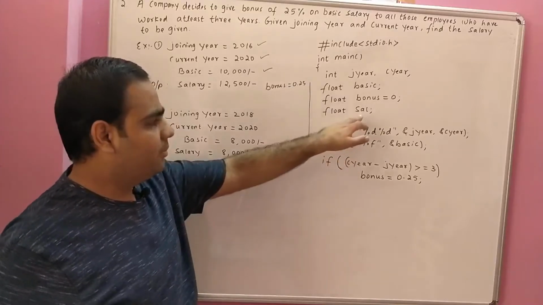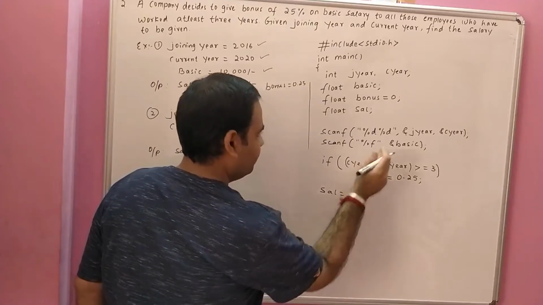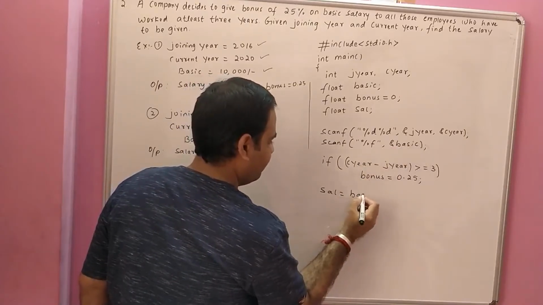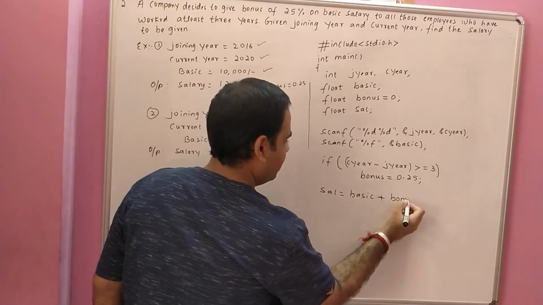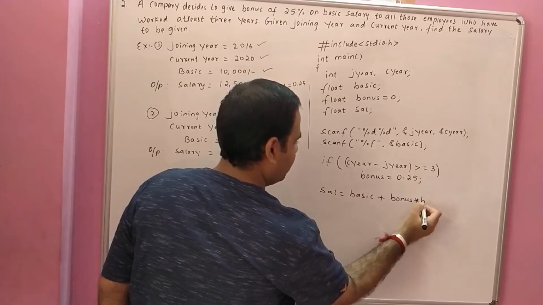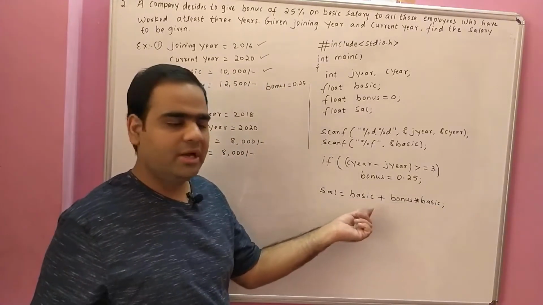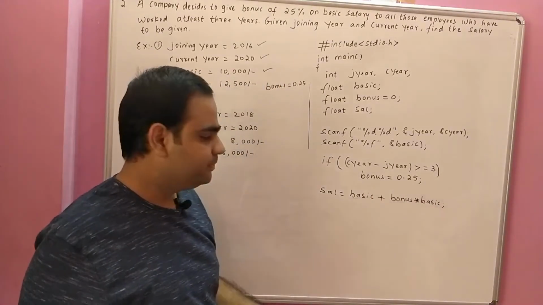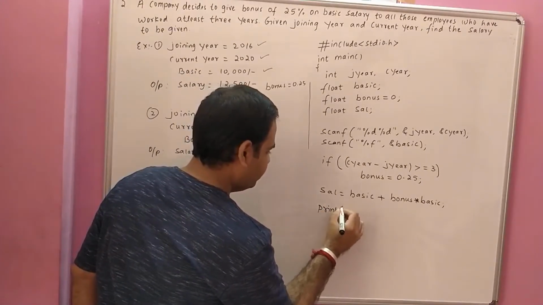We need to compute the salary and we say salary is equal to basic plus bonus, and this bonus we give on the basic salary. Or you could take basic as common, it becomes basic into 1 plus bonus. At the end, we print the salary.